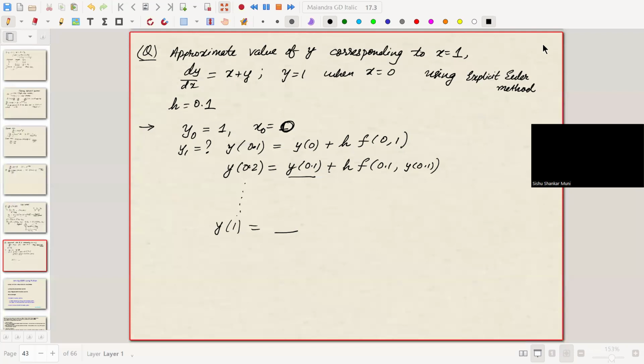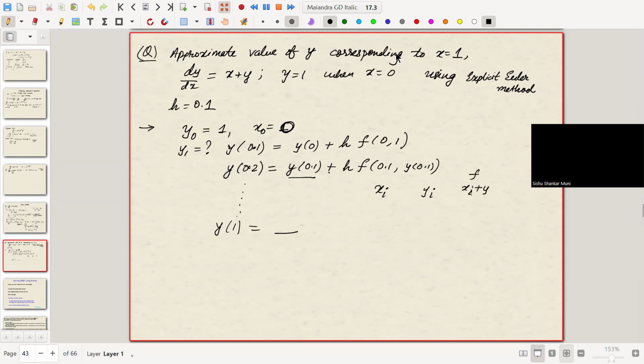What I would advise you, just an advice, you can do as you like: you can create three columns, x i, y i, okay? Then what you need is the function f, which is x i plus y i, and y i plus 1. If you just write these values, you can easily compute this.